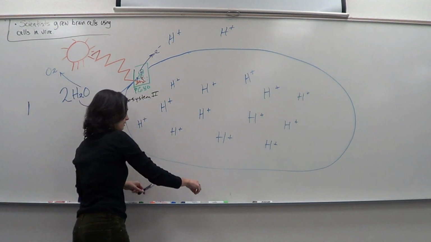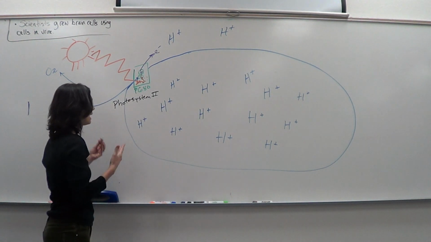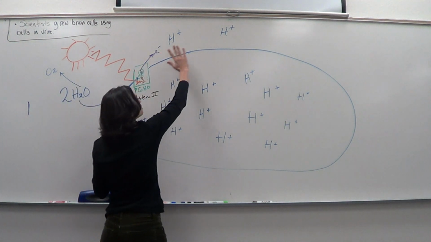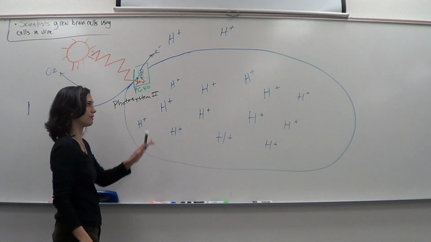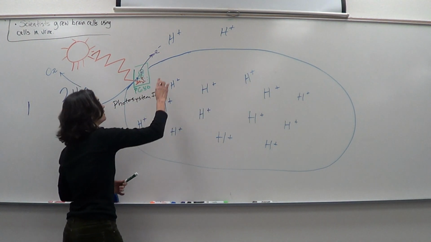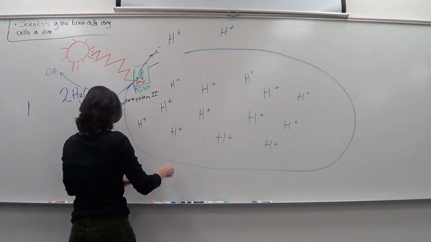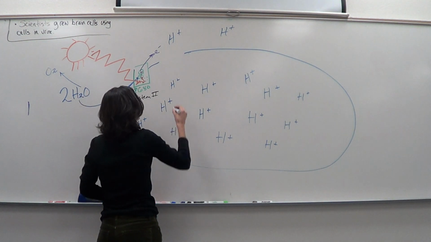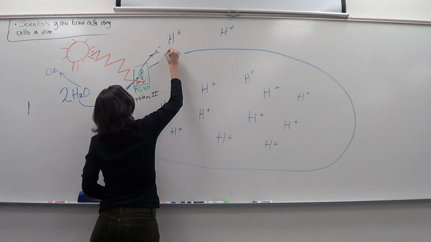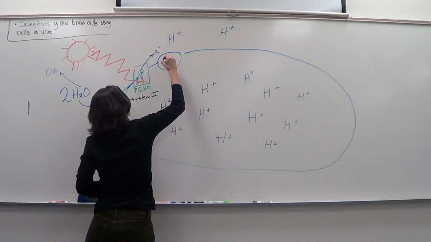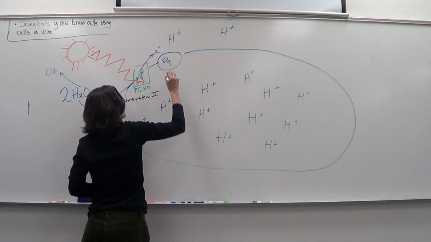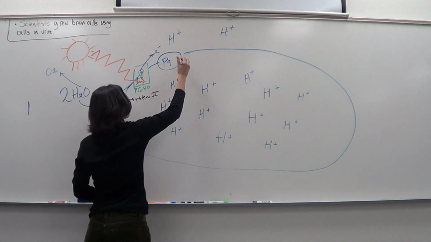Let's go back to our excited electron. Now, meanwhile, as I said, there are plenty of other proteins floating around in the thylakoid membrane. So I'm going to draw a couple more of those in. The first of these that we're going to look at is called plastoquinone, and I'm going to go and abbreviate it as PQ.